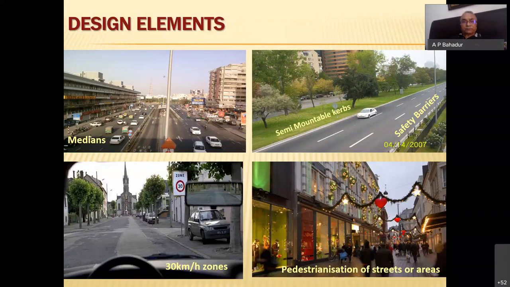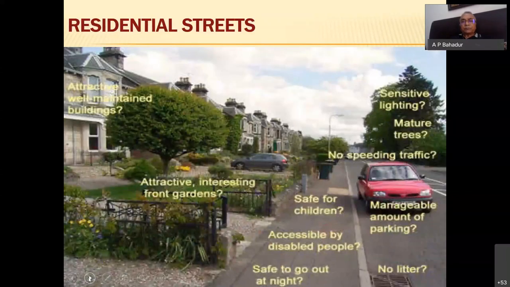Then in many European and developed countries, especially in residential areas, they have speed zoning, a 30 mile zone or 20 mile zone. That means in those areas no vehicle is allowed to drive faster than 20 or 30 kilometers. And then of course, as you can see, in these pedestrian streets there are totally no vehicles. So these are some of the basic design elements for the safety of especially pedestrians or human users. This is another typical street safe systems approach.